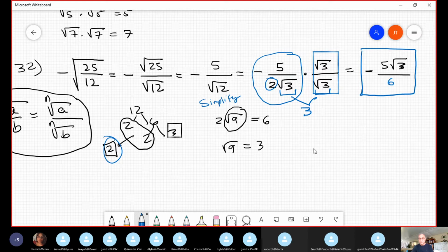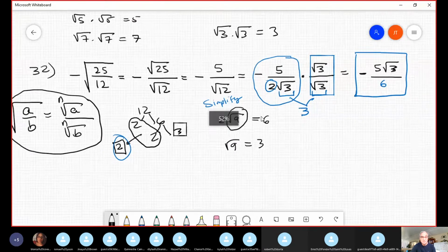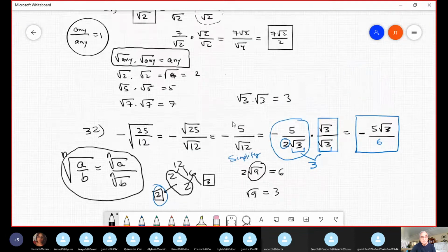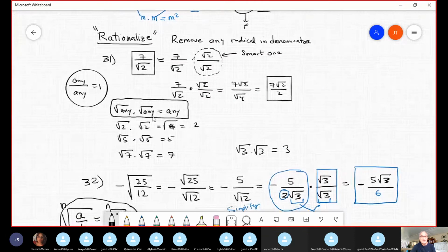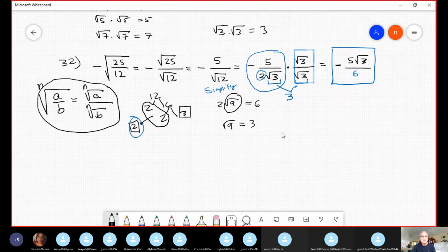Remember the shortcut. I don't know why the students are doing it in the complicated way. It's super easy. Radical 3 times radical 3 is 3. I explained before: radical any times radical any is any. In this case, any is 3. So it's 3, and 3 times 2 is 6. That's it.